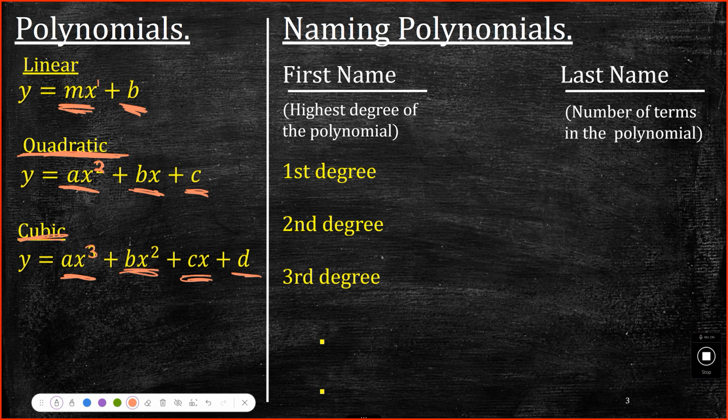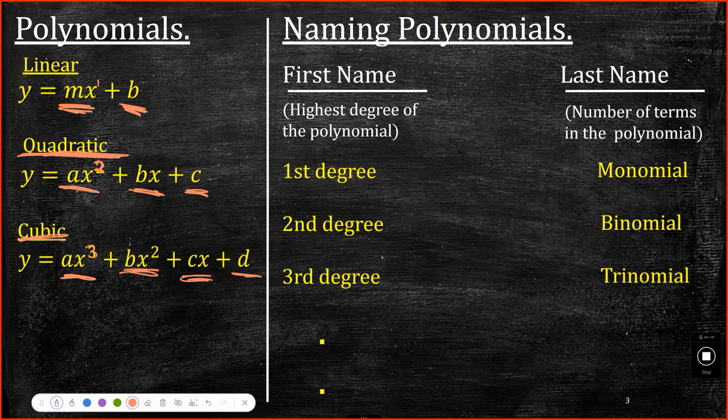What do you think is going to be called a one term? I'm going to give it to you: a monomial. Monomial is one term. What do you think we're going to call 2 terms? Binomial, yes, it's binomial. What do you think is going to be 3 terms? Trinomial. You're smart.